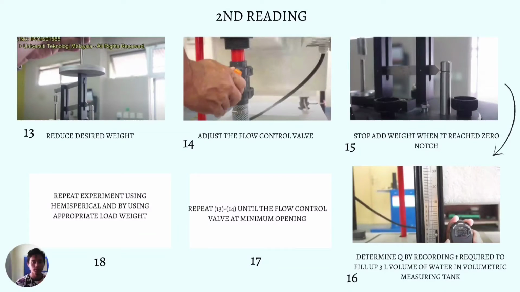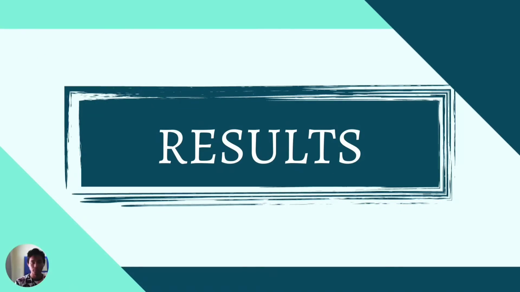After we determine Q for the reduced weight, we have to repeat the experiment using the hemispherical surface, doing the same procedure with the appropriate load weight until we determine the Q and T for the hemispherical surface. I think that's all for me. Thank you.